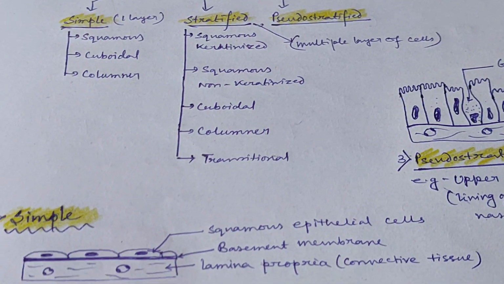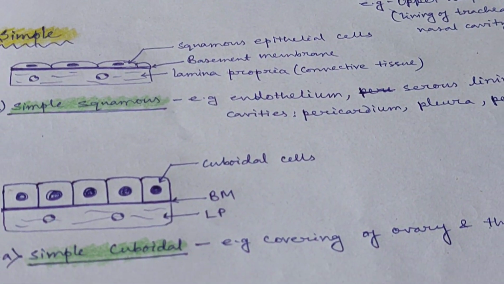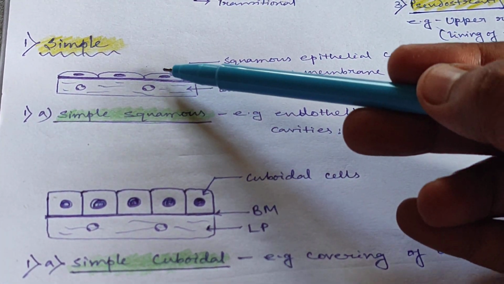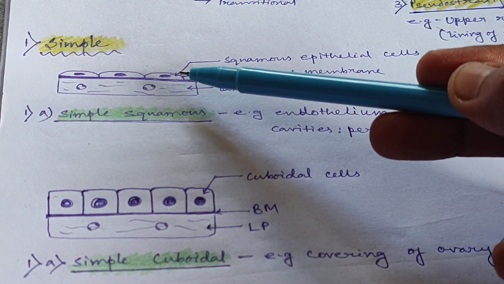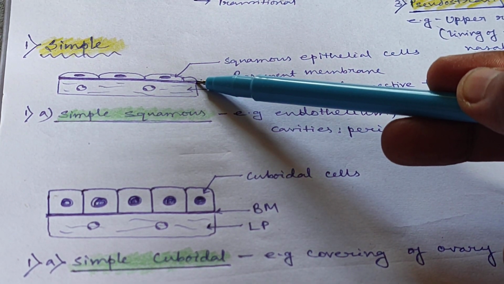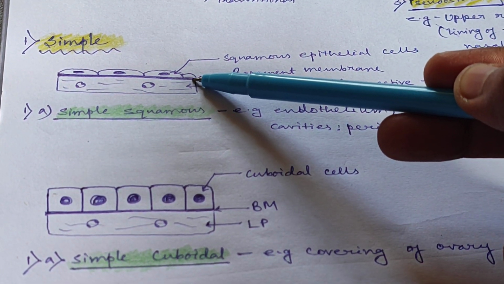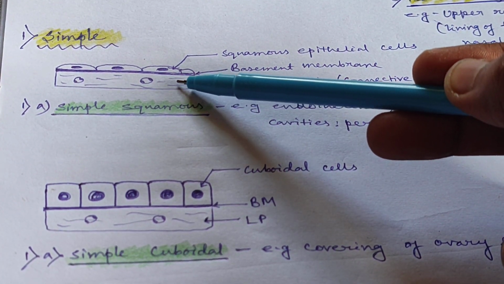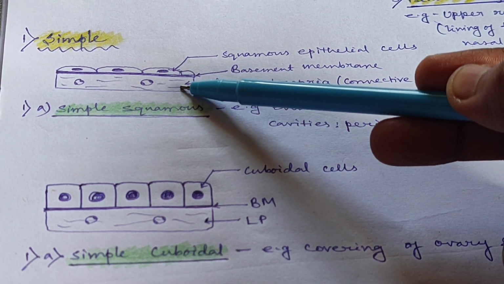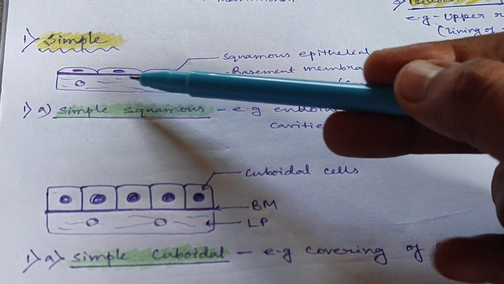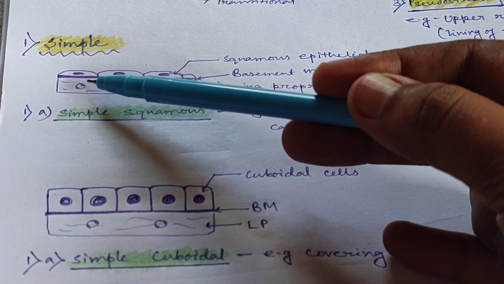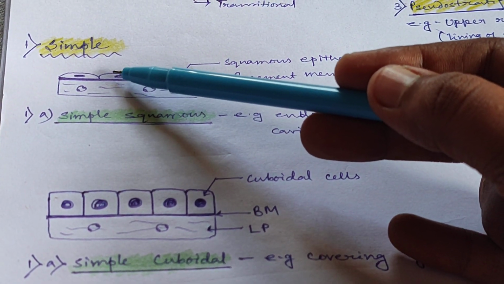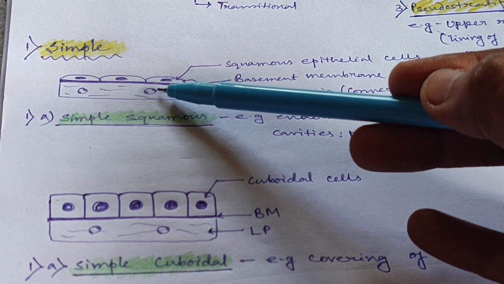Now going to the simple epithelial tissue. See, simple epithelial tissue means there will be only one layer of cells, a single layer of cells above the basement membrane. If this is the basement membrane, this deep blue line, then this part beneath the basement membrane is known as connective tissue or lamina propria. Okay, where we can see the capillaries or blood vessels. Always remember, the blood vessels do not go directly to epithelial tissue. They remain mainly in connective tissue.